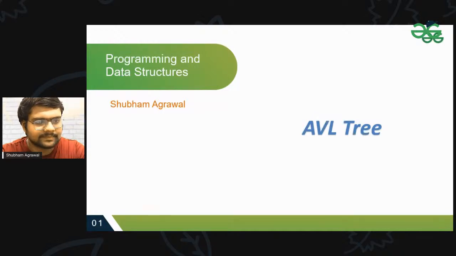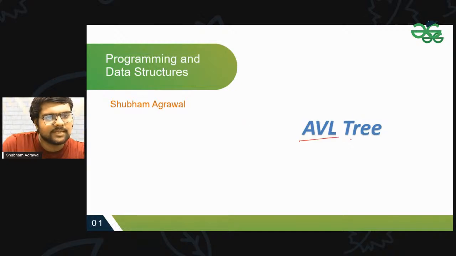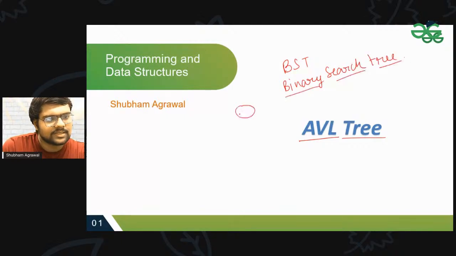Okay, let's start. Today we are going to study about AVL tree. We have previously studied about BSTs, that is binary search tree. The property of a binary search tree is that if we have a node, then the nodes in the left subtree will be less than the value of this node, and the nodes present in the right subtree will have values greater than the node value. This is the property of our BST.